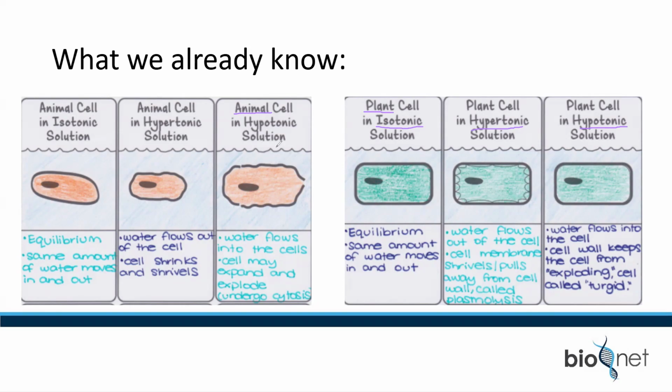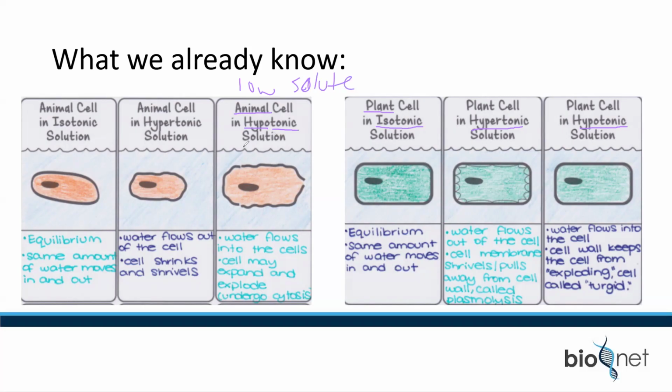Okay, so let's start with animal cells and hypotonic. So hypo means low. Think of hypothermia. Hypothermia means you're really cold or you have low temperature. So hypo means low. Tonic means solute. So that's something that's dissolved in water.